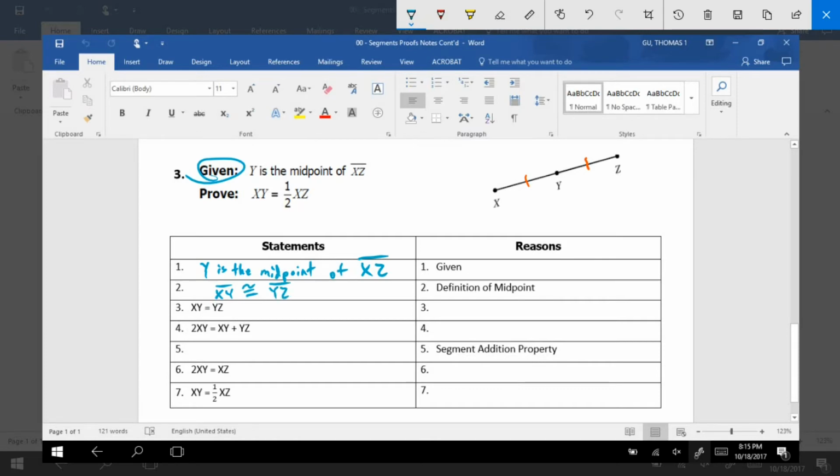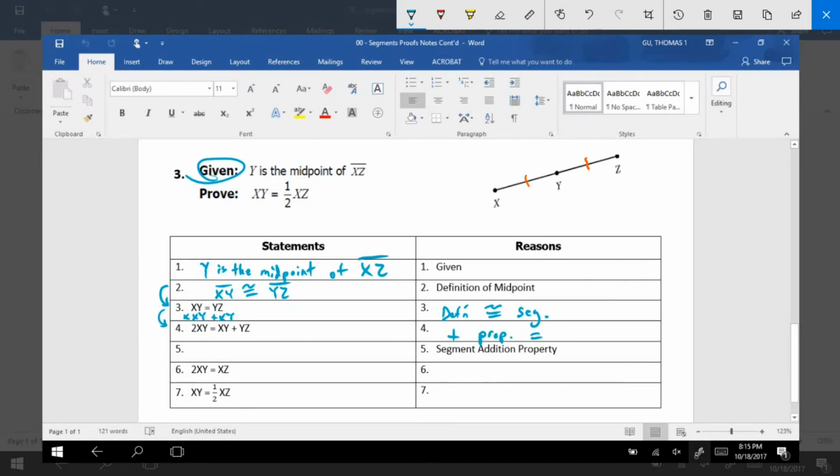All right. Now, how do we go from step 2 to 3? We went from the congruent sign to the equal sign. That's going to be the definition of congruent, that's a squiggly, segments. If XY is congruent to YZ, then the measure of XY equals the measure of YZ. Now, how do we go from step 3 to step 4? We add XY to both sides, and that would give us 2XY equals XY plus YZ. If we added, what did we use? We used the addition property of equality.